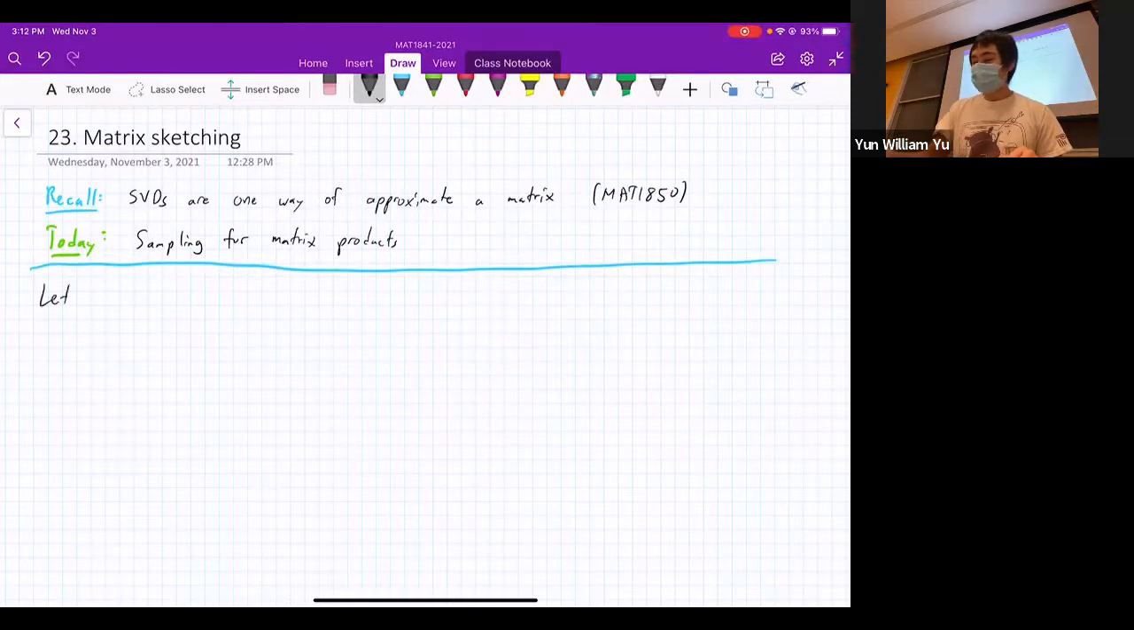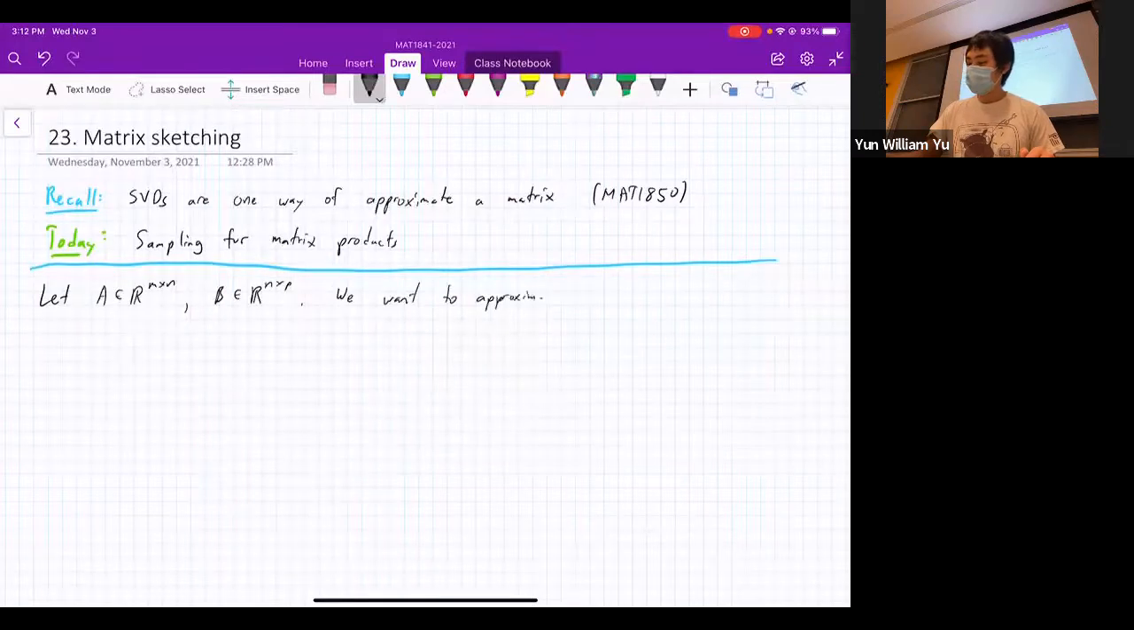So let's start with letting A be an m by n matrix, and B be an n by p matrix. And what do we want to do? We want to approximate AB, which is, of course, an m by p matrix.